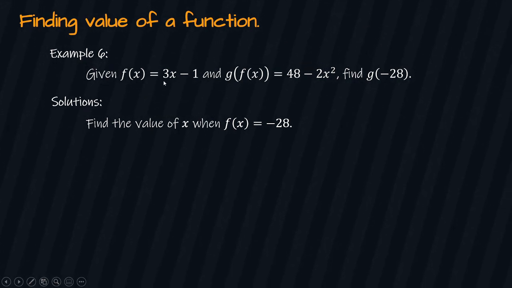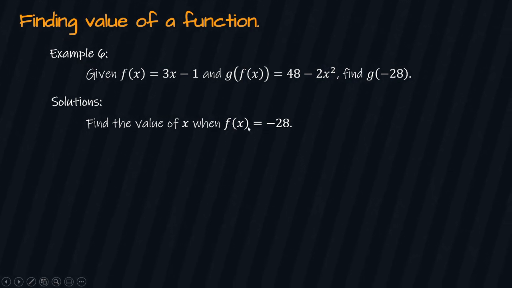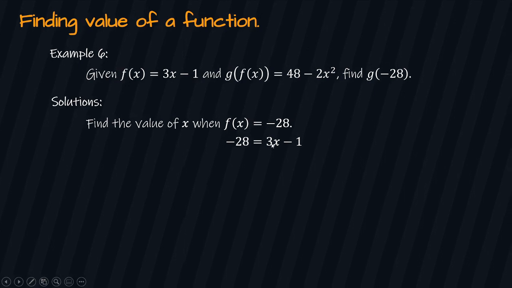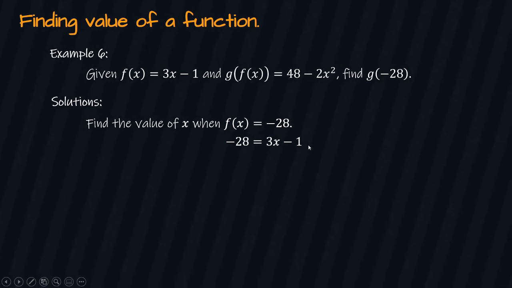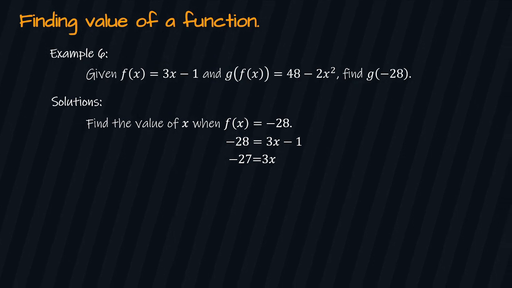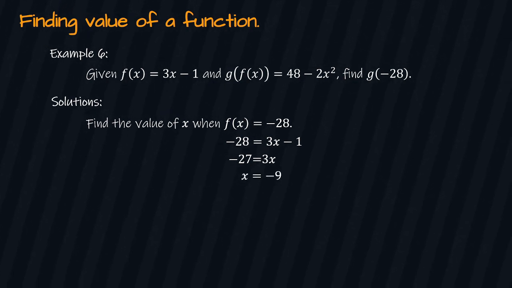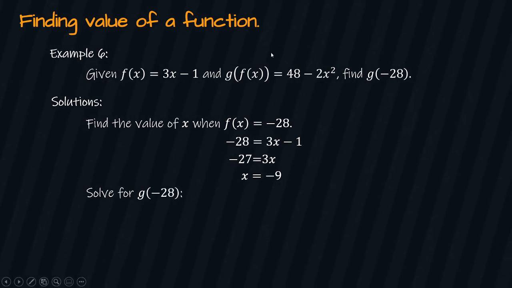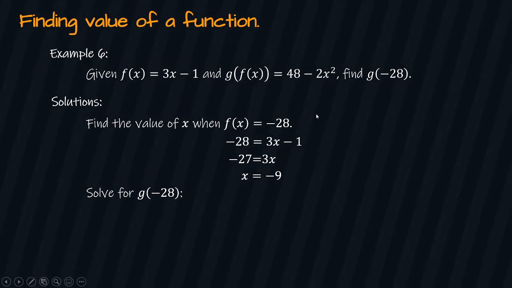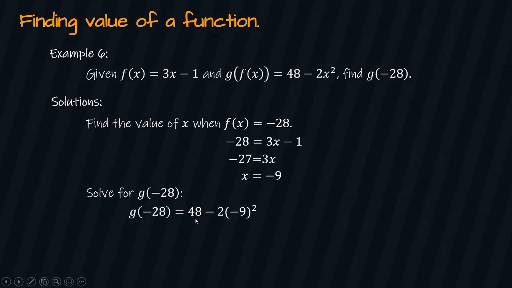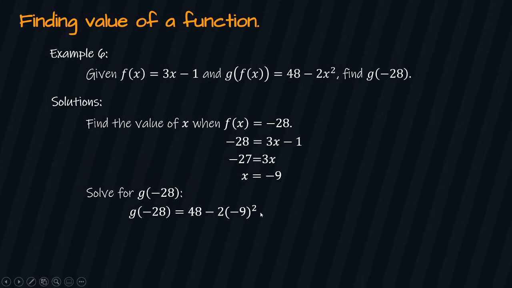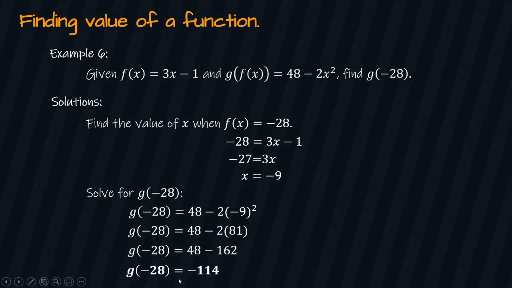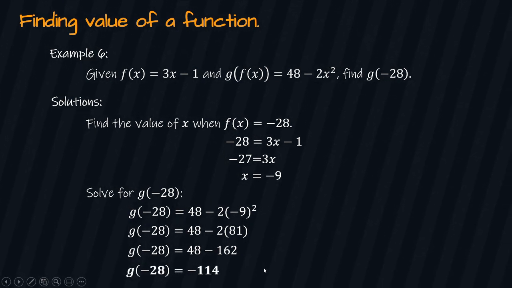However, we have f of x equals to 3x minus 1, and our f of x equals to negative 28. Therefore, we equate negative 28 to 3x minus 1. Then simplifying, we have the value of x equal to negative 9. Solving now for g of negative 28. Using this function, we substitute the value of x to negative 9. So we have 48 minus 2 times negative 9 squared. Simplifying, g of negative 28 is equal to negative 114.